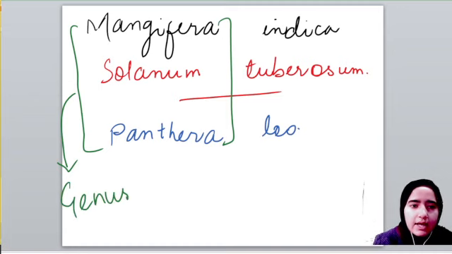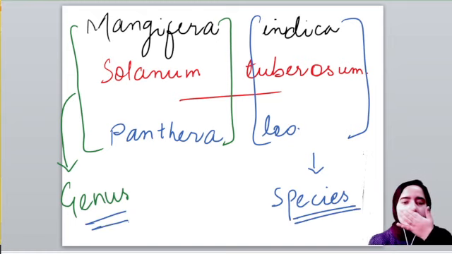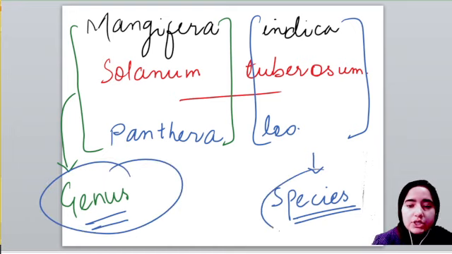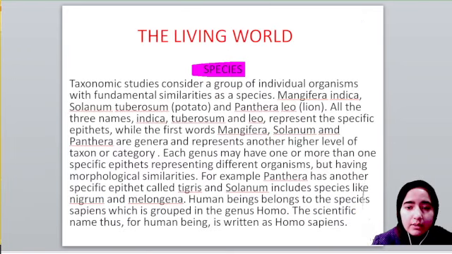And indica, tuberosum and leo represent the species or specific epithet. Okay, I hope this concept is clear, what genus is and what species is. And species simply means a group of individuals with fundamental similarities.